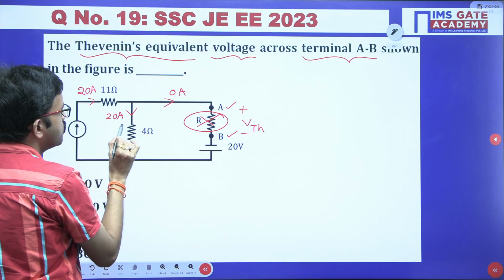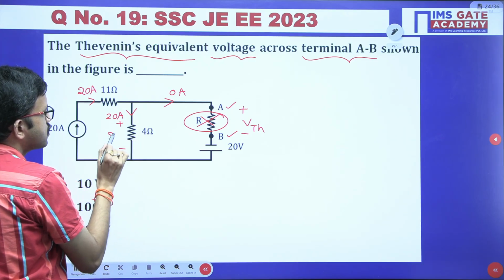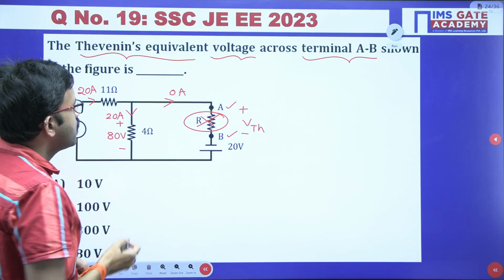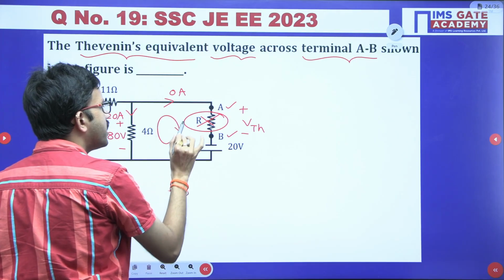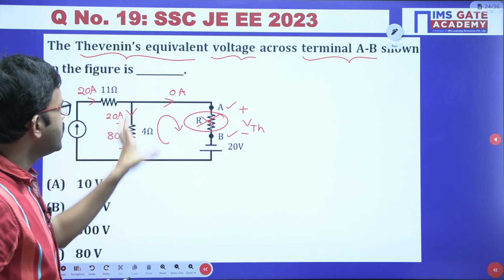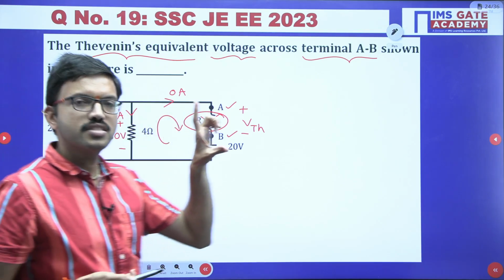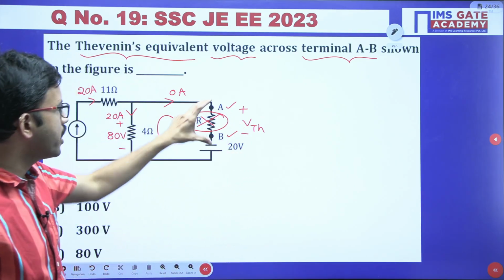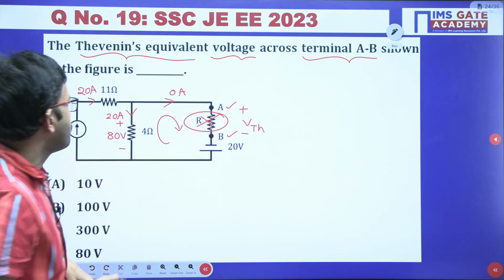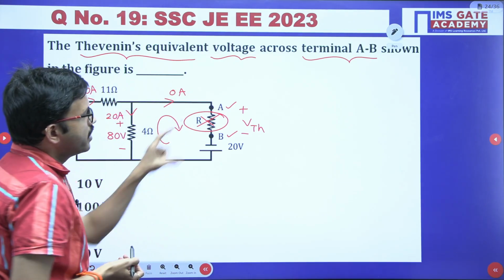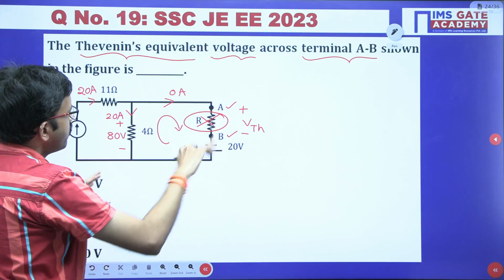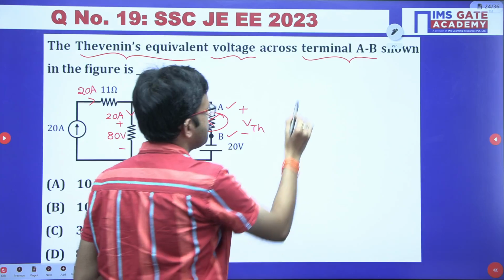Now by using Ohm's law, the voltage across this 4 ohm resistor is 80 volts, 20 into 4. Now you can apply KVL around this particular closed path, or whatever earlier concept we have discussed with respect to the unknown. In order to find the unknown voltage, we can use the polarity concept, just for easy understanding. Here I want to get the voltage between terminals A and B, so whatever you are having, I am representing here.